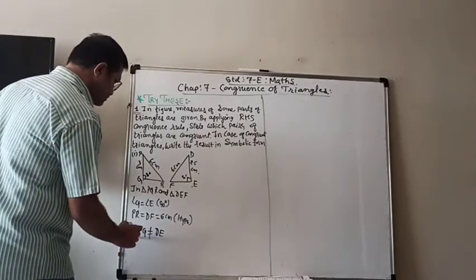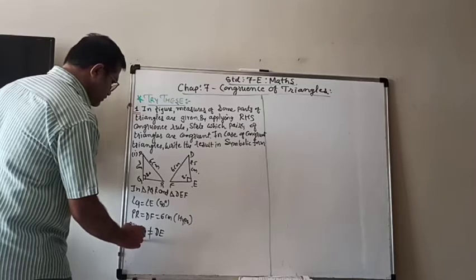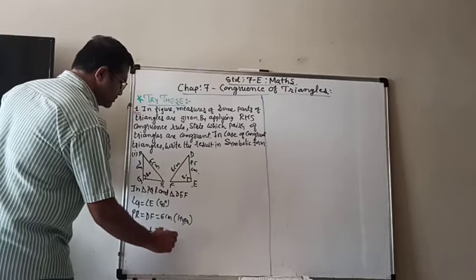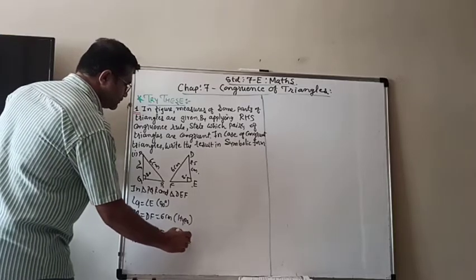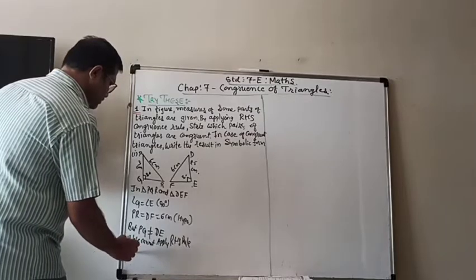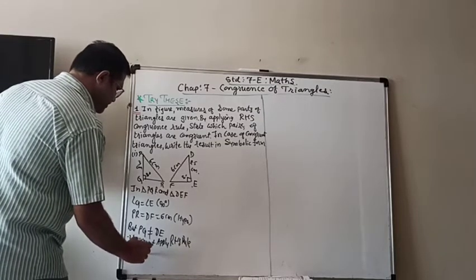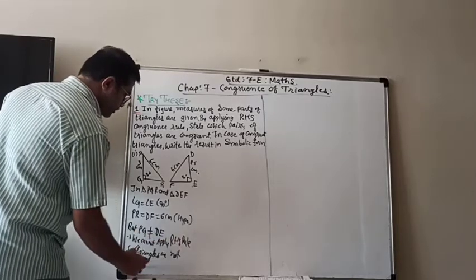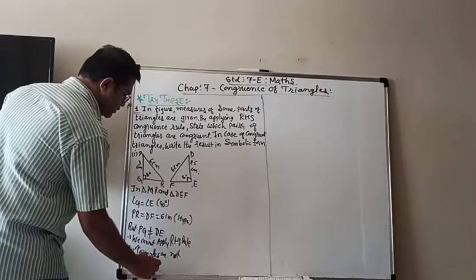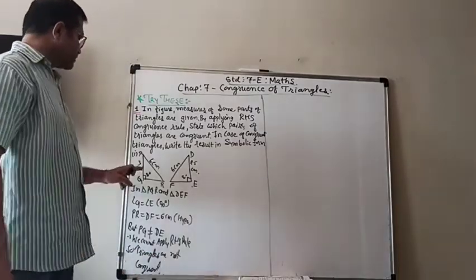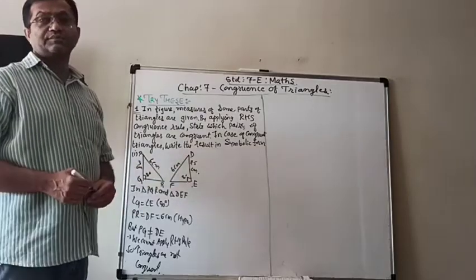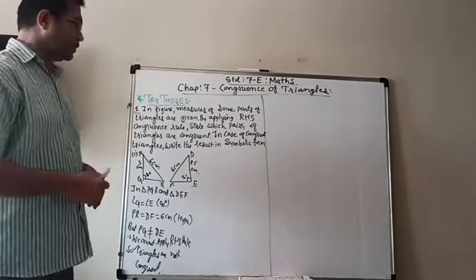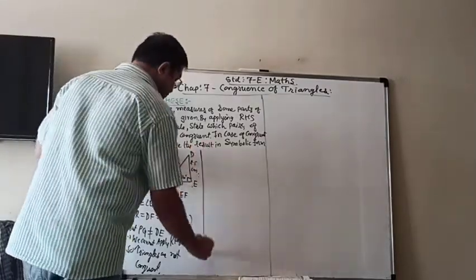Therefore, we cannot apply the RHS rule. So the triangles are not congruent. Here you can see that the right angle and the hypotenuse are equal, but the corresponding sides have different measurements. So they are not congruent triangles.